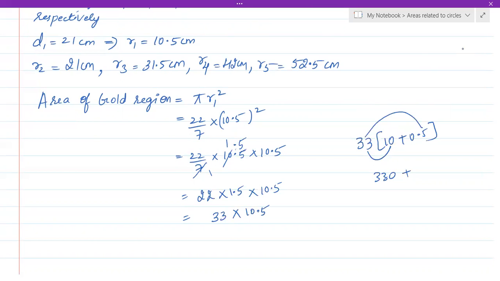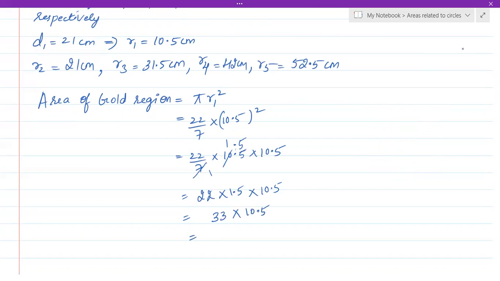33 into 0.5, what should you do? Take the half of 33. What is half of 33? It is 16.5. So add this, how much do you get? 330 plus 16.5 will become 346.5. Okay, this is much easier. You don't feel very hectic.